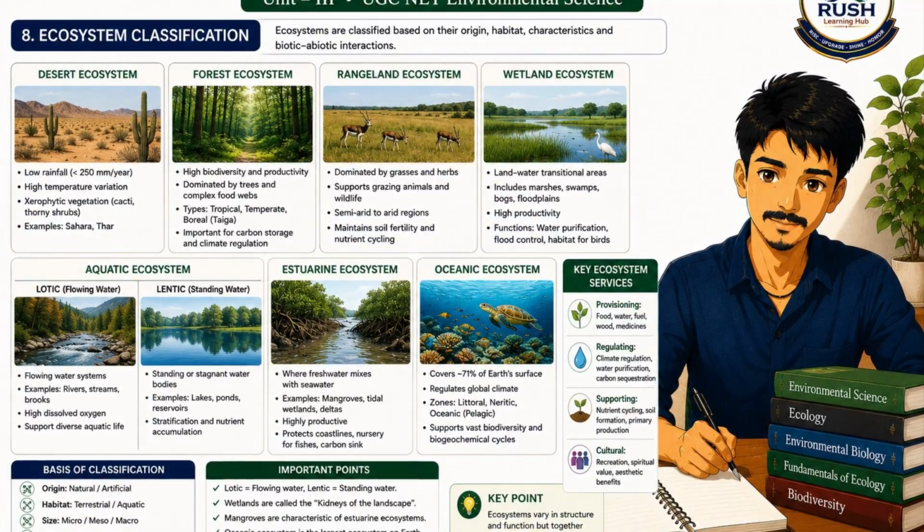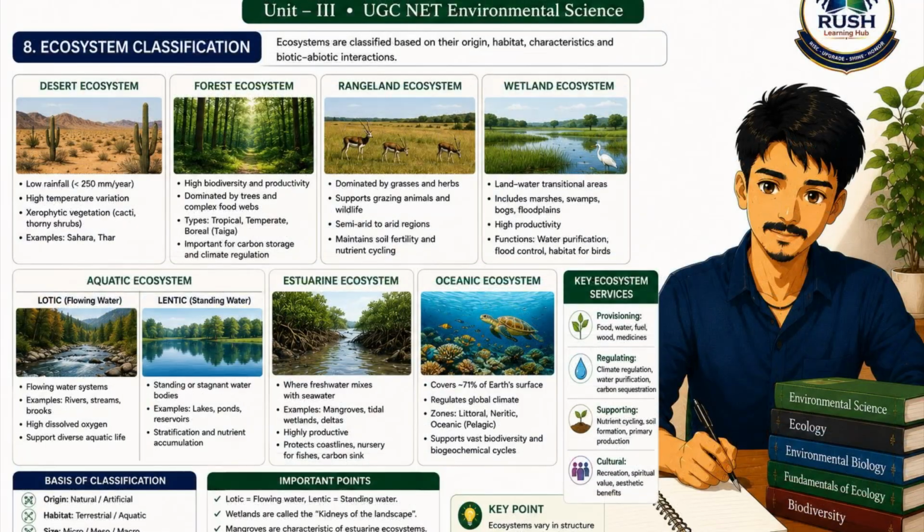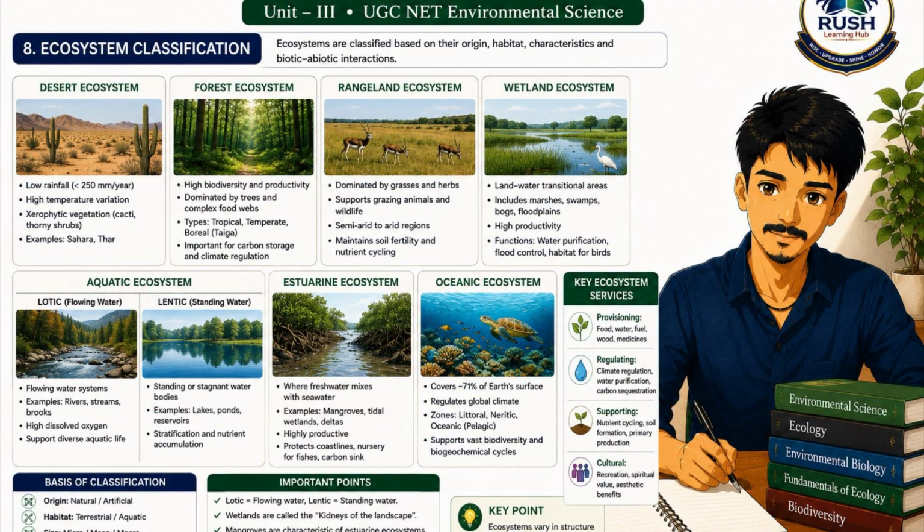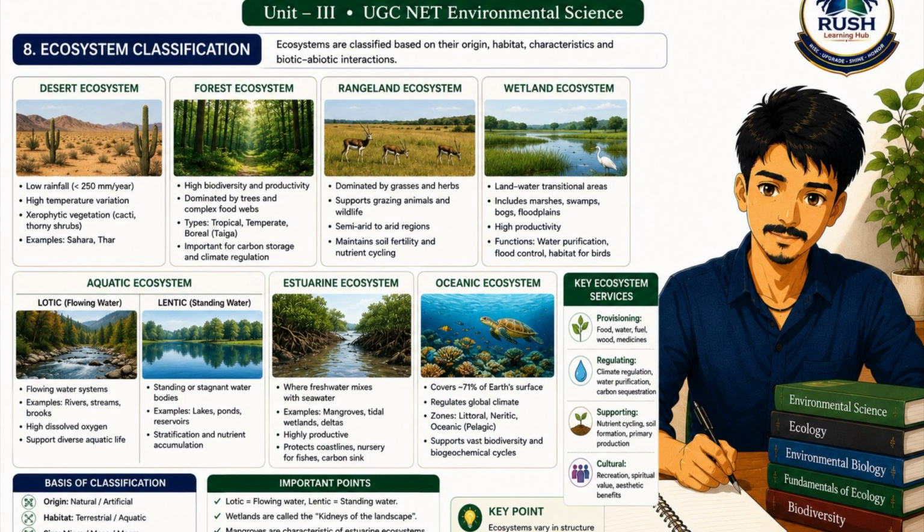Lotic ecosystems are characterized by flowing water. Rivers, streams, and brooks are examples of lotic ecosystems. Due to continuous water movement, these ecosystems possess relatively higher dissolved oxygen levels and support diverse aquatic organisms.